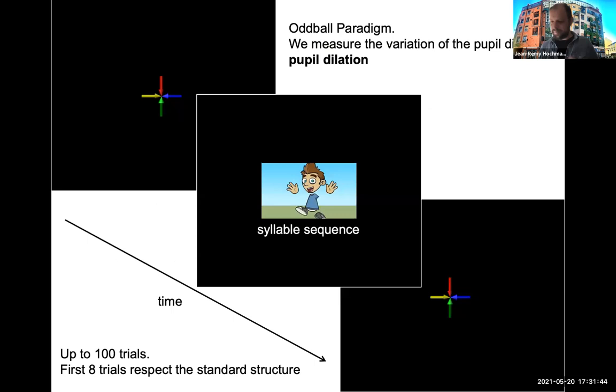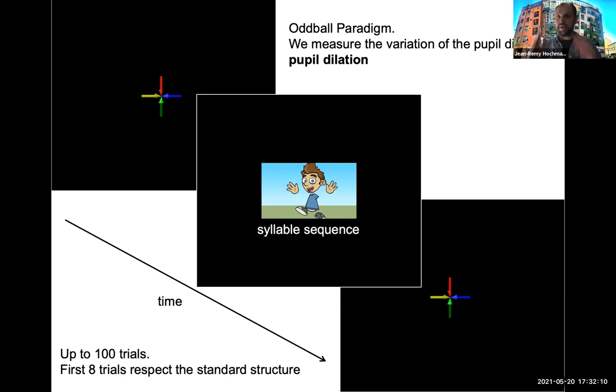However, we did one experiment that I think suggests that infants have a representation of difference. So let me show you how we did that. For this, we use an oddball paradigm that relies on pupillometry. Basically, what infants see is this little guy on the screen. And every time they see this guy, they're going to hear a sequence of syllables. The guy is here only so that infants look at the screen.